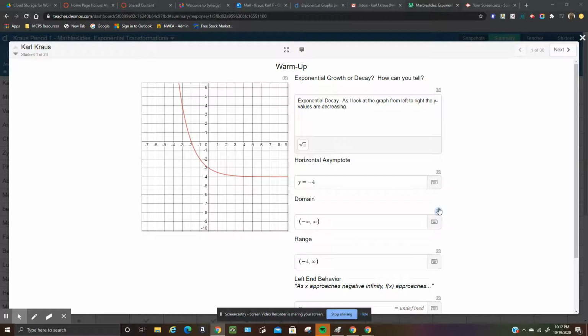This is the answers to the exponential marble slide. The marble slides are exponential functions. So here's the warm up.